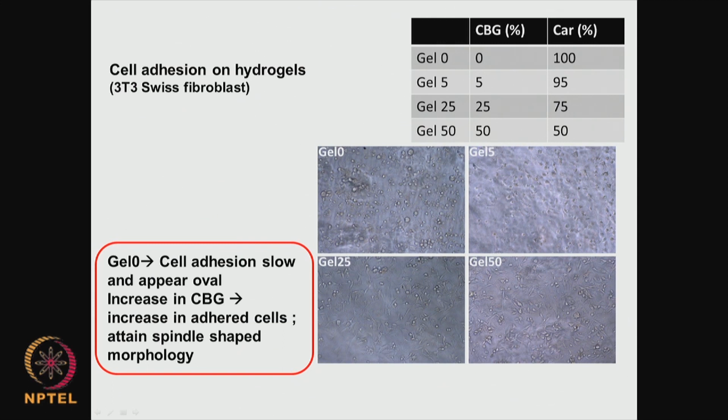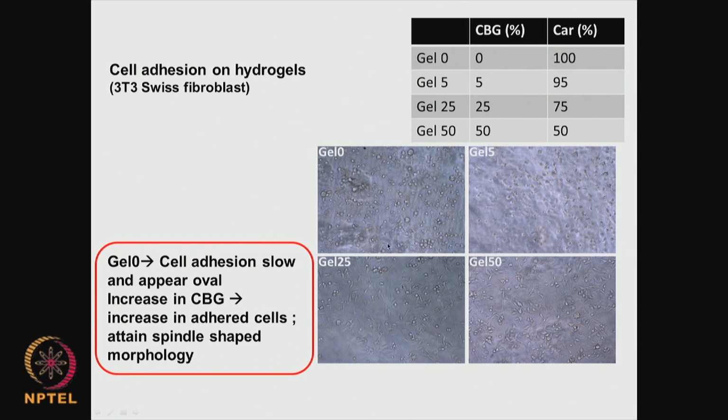Now, look here, as we keep adding beta glucan, 5%, 25%, 50%, you can see cells are becoming spindle shaped. This is the correct morphology of the cells. Very nice. So, by adding more beta glucan, which is biocompatible, you are allowing the cells to adhere as well as grow in a proper shape, which is the spindle shape. Whereas, if you look here, when there is no beta glucan, they are spherical. Obviously, this is not correct. So, addition of beta glucan is improving the biocompatibility of the material.